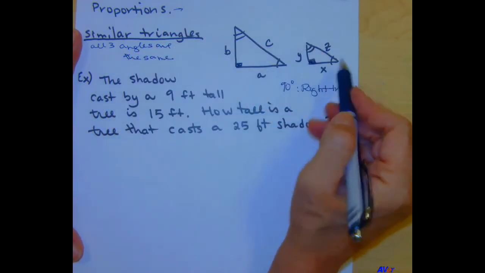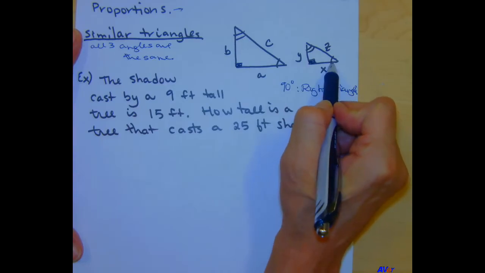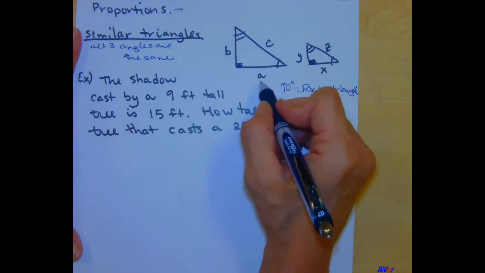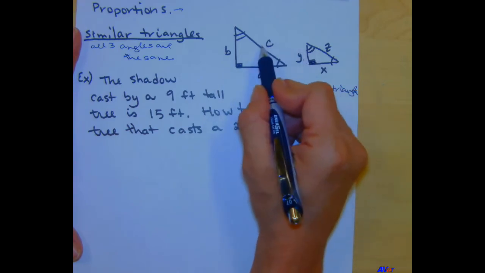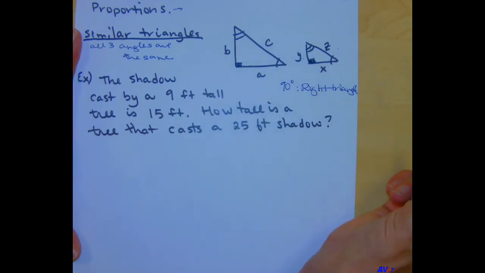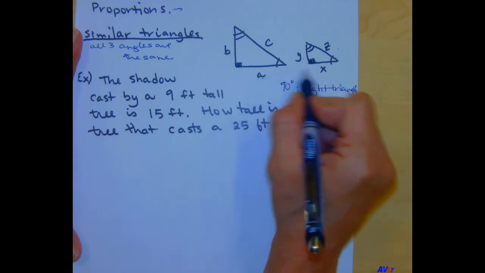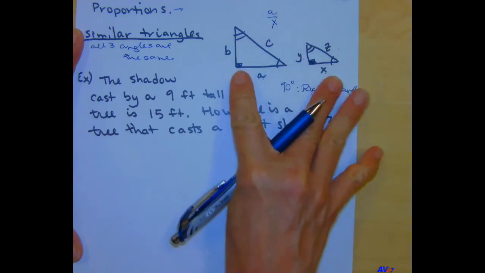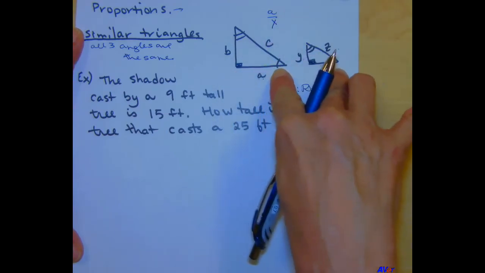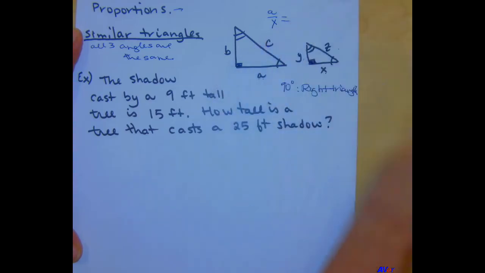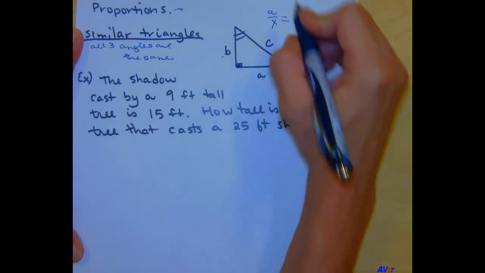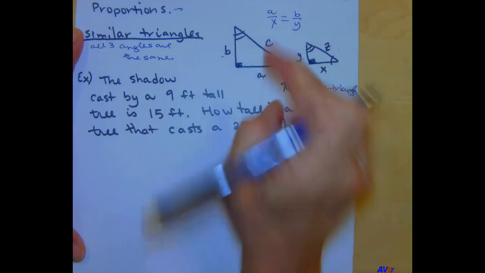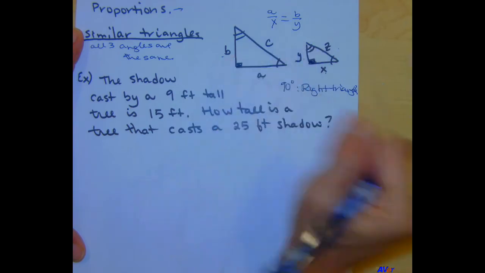If the three angles are the same, so this angle and that angle are the same, and this top angle and the other top angle are the same, then the ratio of the corresponding sides is also the same. So we'd say A is to X, because they're between the right angle and the one with the one slash on it, as B is to Y. So the ratio of corresponding sides is the same.